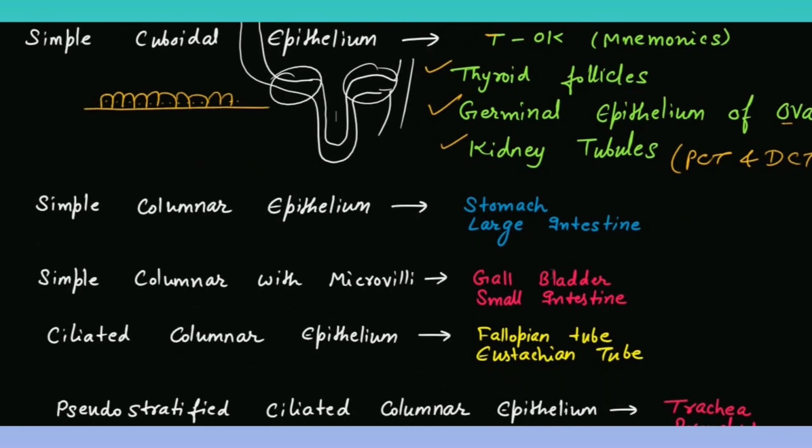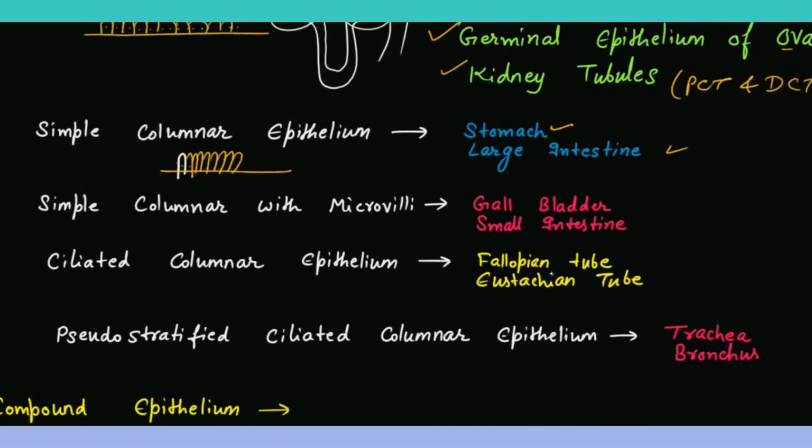Next is simple columnar epithelium. Columnar simply means column-like cells. If you have column-like cells, it means columnar epithelium. They are present in the stomach and the large intestine. Why does the small intestine not have simple columnar? It does have simple columnar, but it has some finger-like projections on the surface, the microvilli.